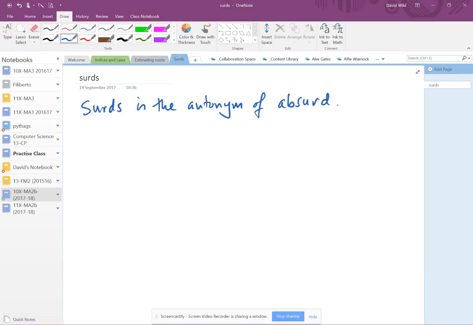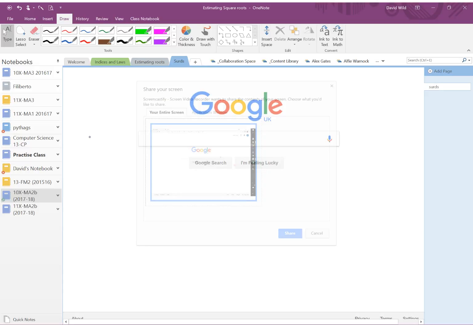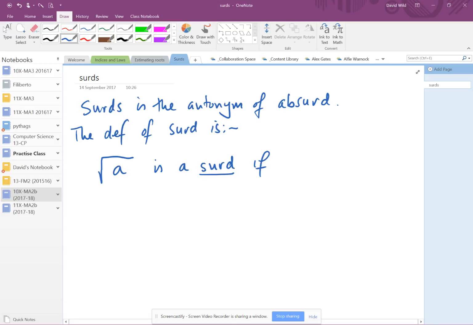Okay, and let's now define a surd. The definition of a surd is as follows. Okay, it's a number that's in this form. So root a is a surd if, does anyone know what the definition of a surd is? Isn't it like a square root over a square root? No. I know what you're thinking about. That's coming later. Theo?